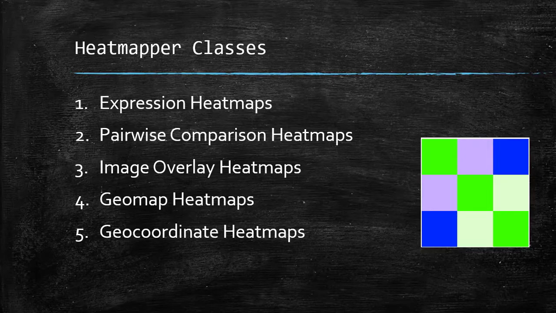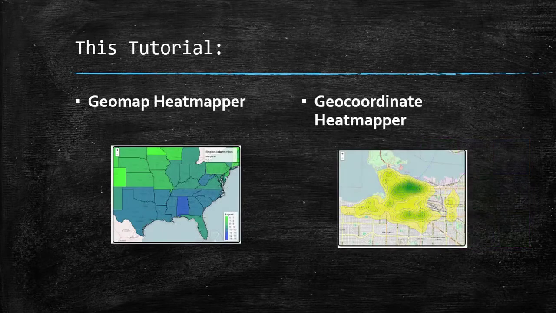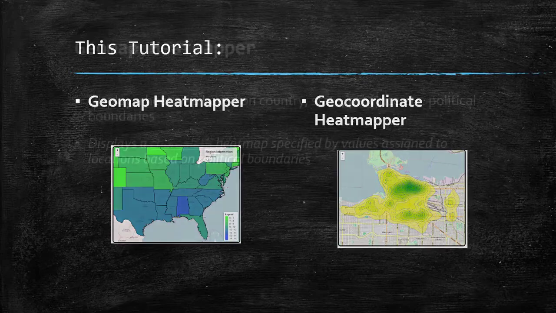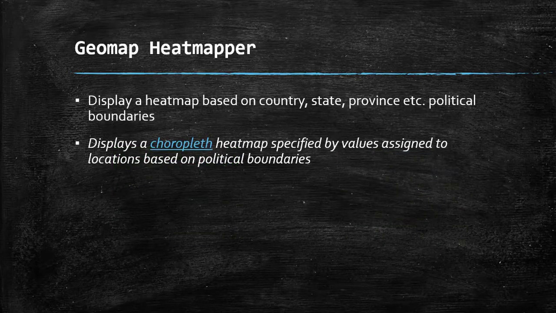This tutorial will only cover the geomap and geocoordinate functions of the Heatmapper interface. Geomap heat maps display heat maps based on country, state, province, and other political boundaries. You could use this Heatmapper to display environmental indicator data for different provinces in Canada or even different countries across the world. Or you can use it to display the prevalence of a disease or its effects around the world and many other such applications.